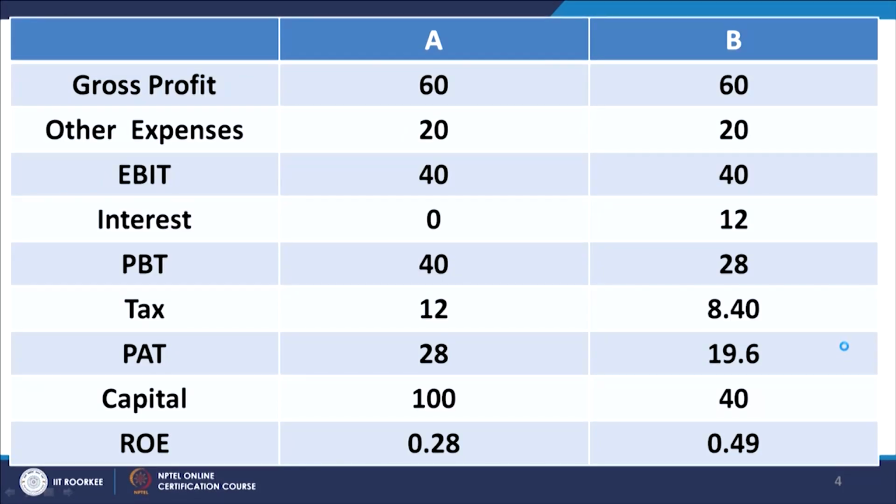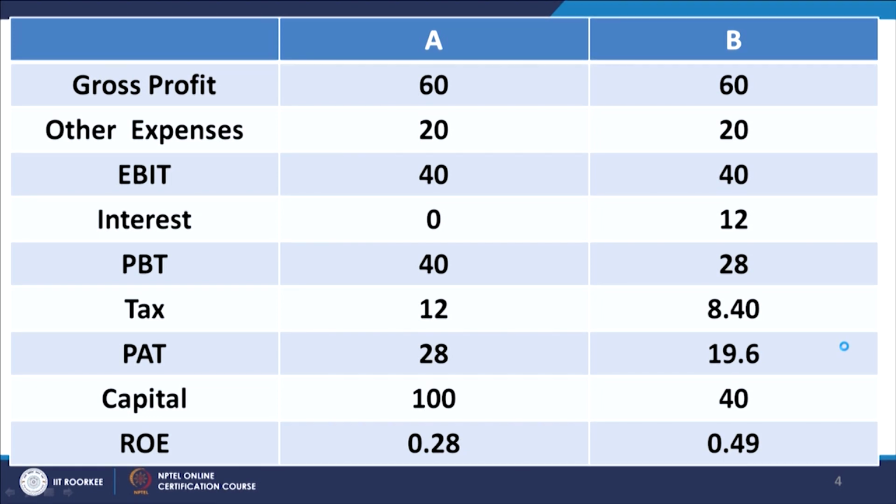Look at this table here. Companies A and B are given. Both have the same gross profit of 60 units each. Both companies have administrative and other indirect operational expenses of 20, so that the EBIT turns out to be 40 in each case. Company A is entirely equity financed, so there is no interest cost. Company B has 60 units of money financed at 20% per annum, so it has an interest cost of 12 units. So the PBT turns out to be 40 for A and 28 for B.